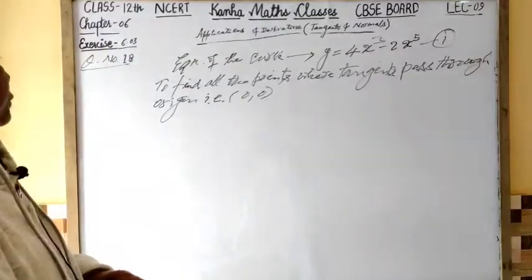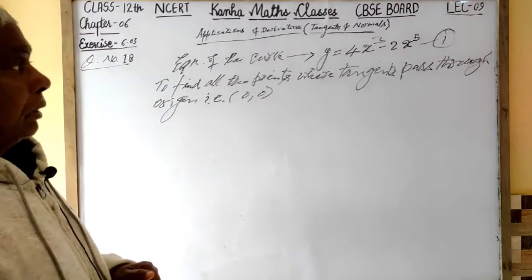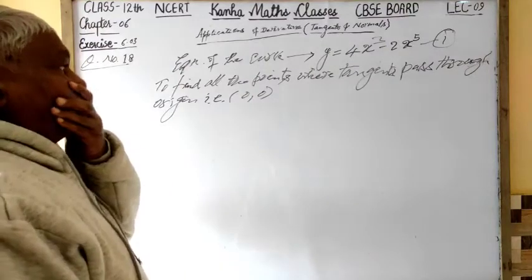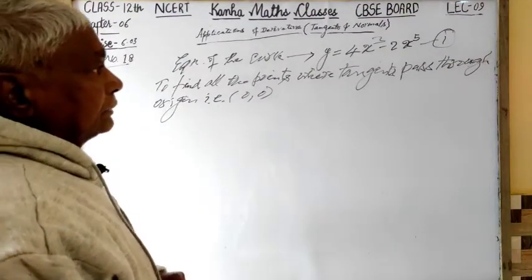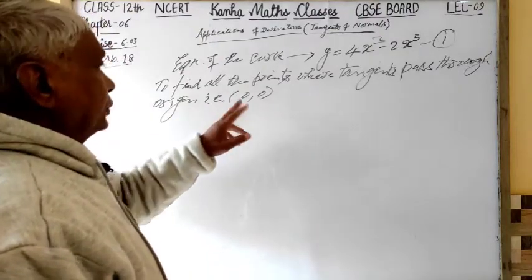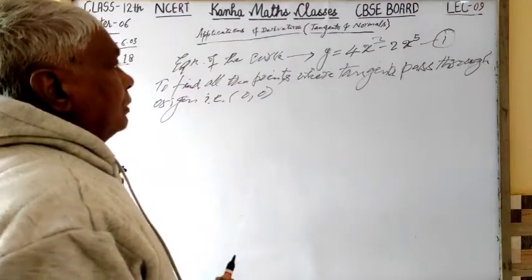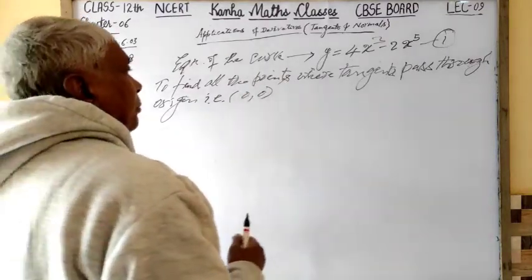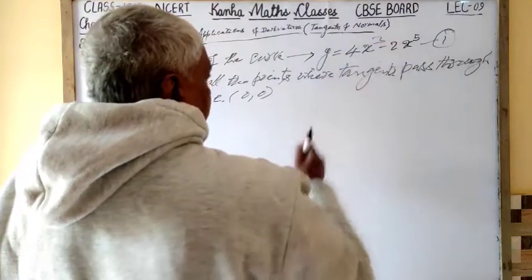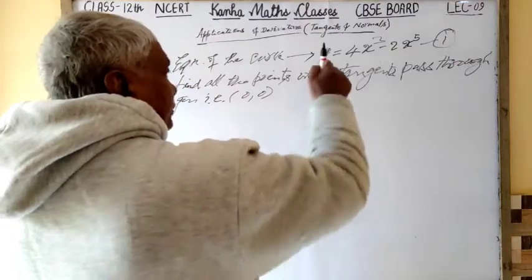Now in question number 18, you have been given the equation of the curve y is equal to 4x cube minus 2x to the power 5, and you have to find out the points where tangents pass through the origin, that is 0, 0. In order to do this, we must find out the slope of the tangent and ultimately we will find the equation of the tangent.